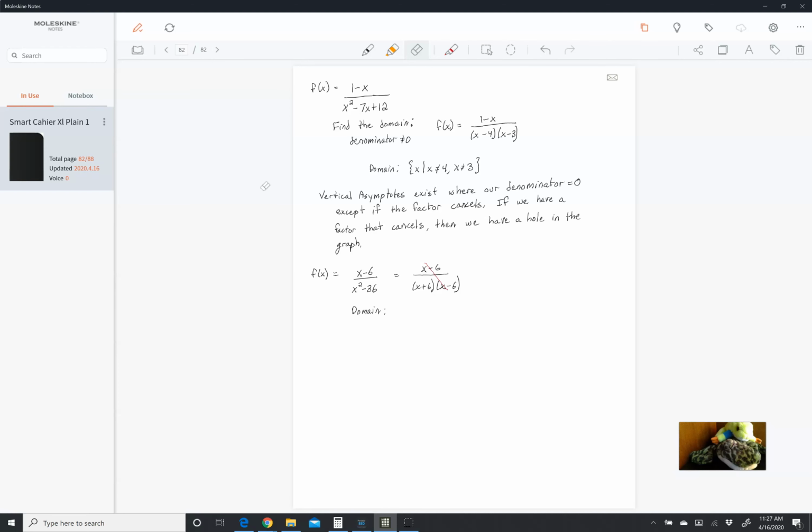We cancel this out, and I'll write it here. We get 1 over x plus 6, and that's true, but there's one difference. In 1 over x plus 6, it's okay if x is equal to 6. But in x minus 6 over x squared minus 36, it's not. So the domain is different, okay? So these are equal, but the domains are different.